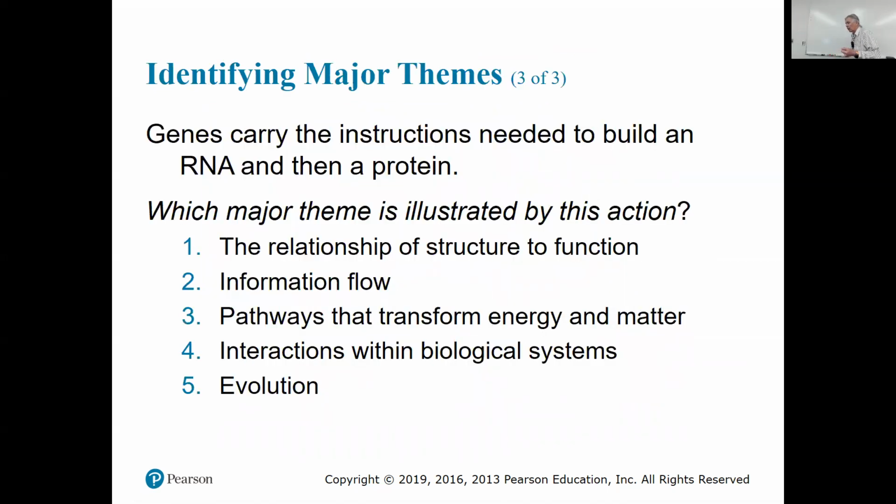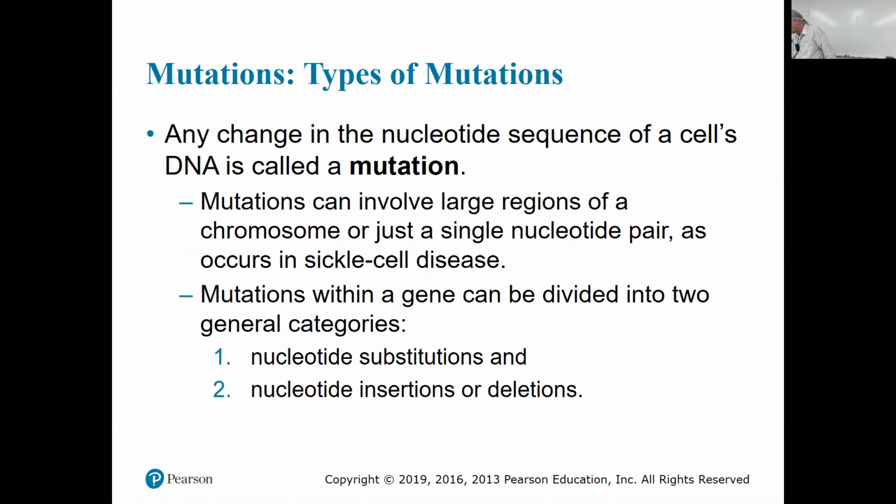So genes carry the instructions needed to build an RNA and then a protein. Which major theme is illustrated by this section? This is information flow, right? Genes to RNA to protein. Okay, now let's get to mutations.